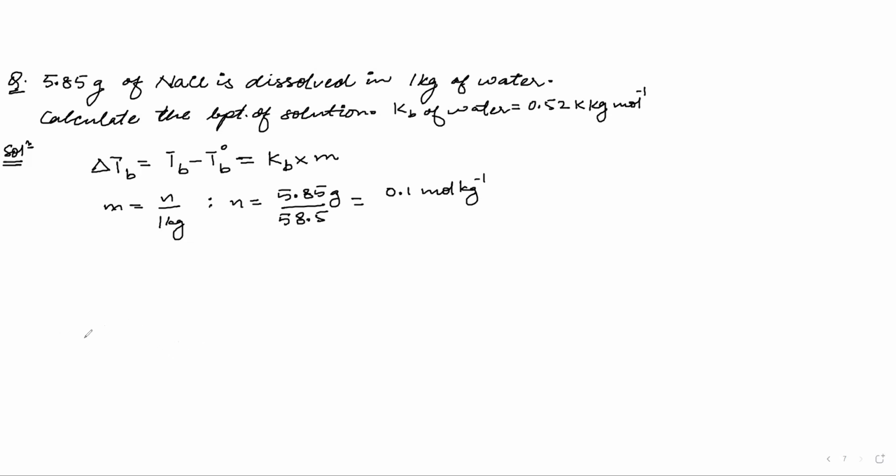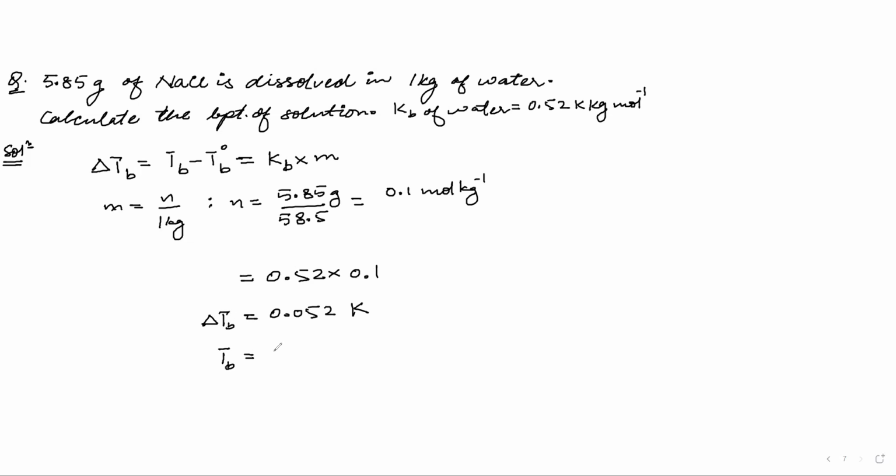Yes, Mariam, did you get the answer? Are you near the answer? Yes, okay, fine. The same thing, which is equal to 0.52 into 0.1. This will be equal to 0.052 Kelvin. This is delta TB.